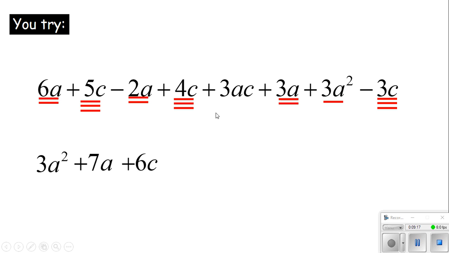Finally, at the end, this 3ac, there are no terms like it, so it's just going to get tacked on at the end here, plus 3ac.